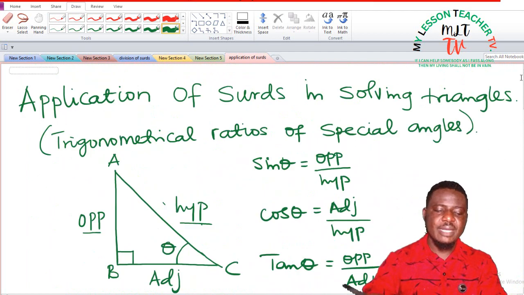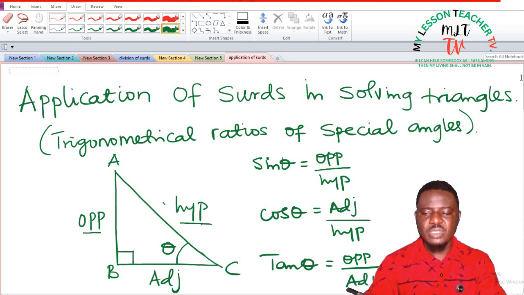In our next class, we shall be taking more examples as regards to solving triangles.